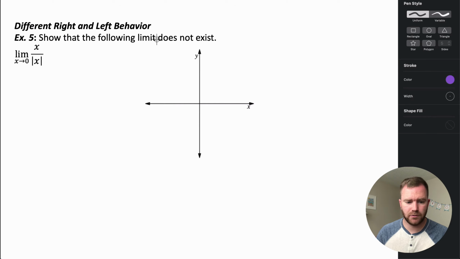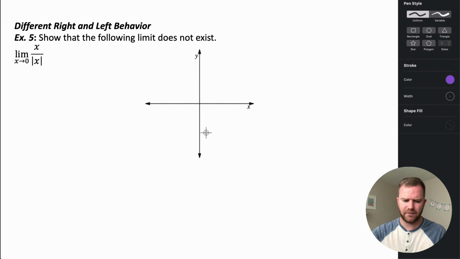For this example, we want to show that the limit as x approaches 0 of x divided by the absolute value of x does not exist. And it gives us a little bit of a hint right here as to why this isn't going to happen. It's going to be because there's different left and right hand behavior for this function. So I want to sketch a graph of this.